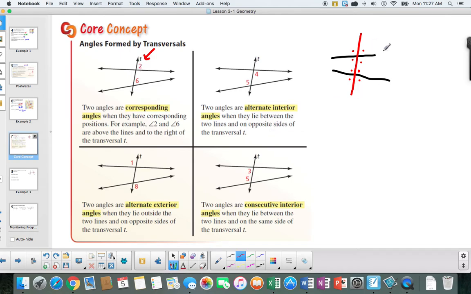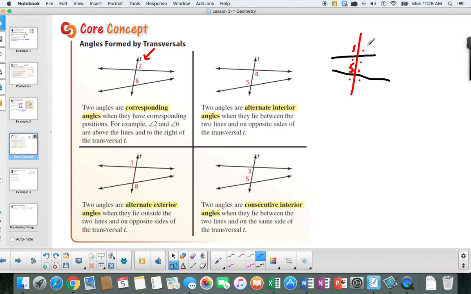All right, so for this problem, I could write another pair of corresponding angles. I could call this 1, and I could call this 5. So those are corresponding angles. Again, one between them, one outside. They're on the same side of the transversal. They do not share a point. Okay, let me give you some other corresponding ones.